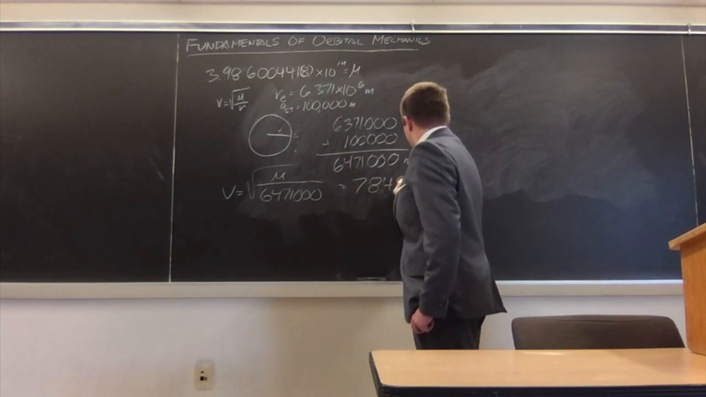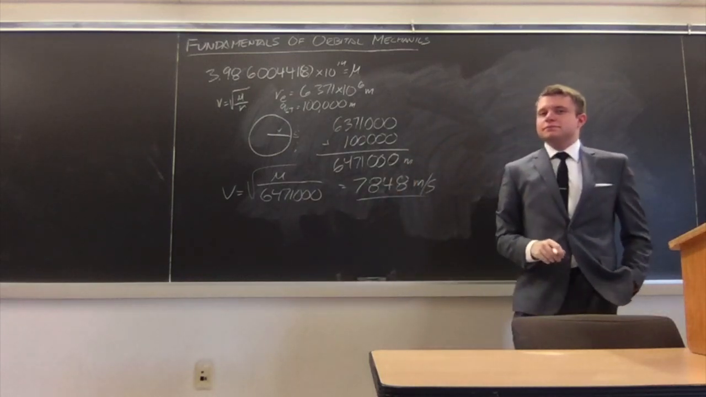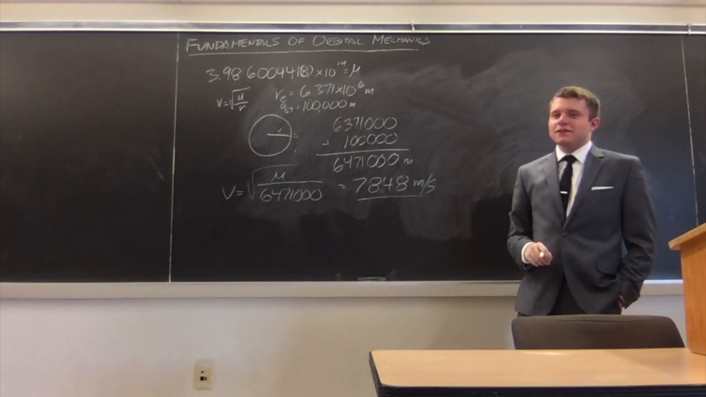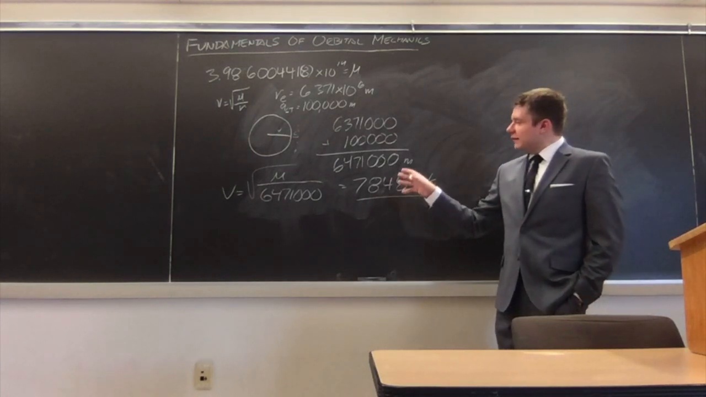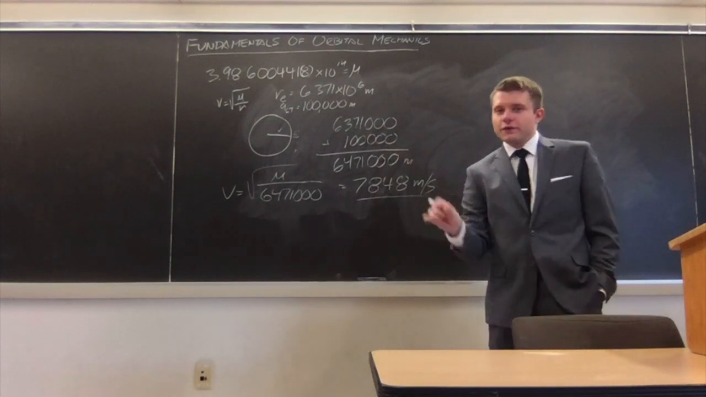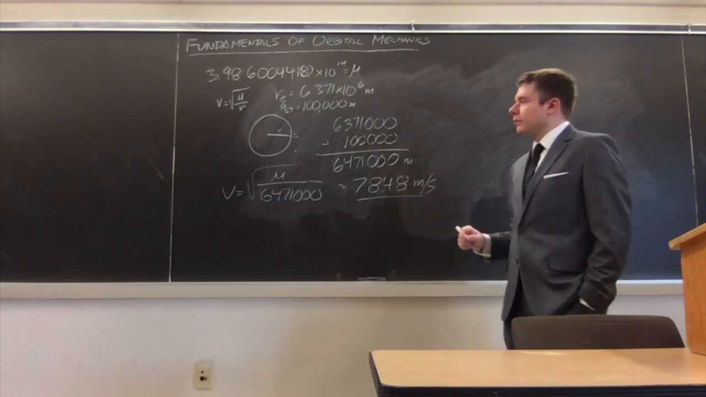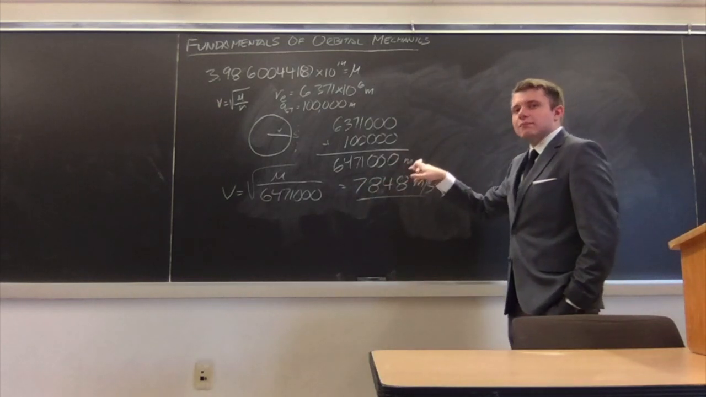Does that make sense? Yes, it does. Oh, yikes. That's fast. Oh yes, that is very fast. That is about 20 times the speed of sound. So that is how fast we have to be going. Any object that is orbiting the Earth in a perfectly circular orbit, I stress perfectly circular orbit, will be traveling at 7,848 meters per second.